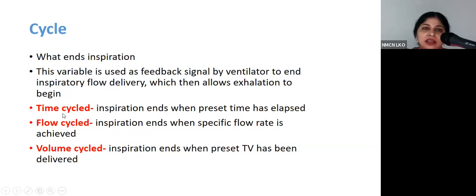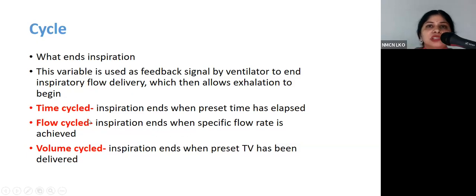So the ventilator can cycle at a set time. If we have set a preset TI, the ventilator knows I have to give this flow rate of gas to that much PIP, and 0.4 second is the TI. So the ventilator would cycle the breath at the end of the 0.4 second. That is what is called time cycling.